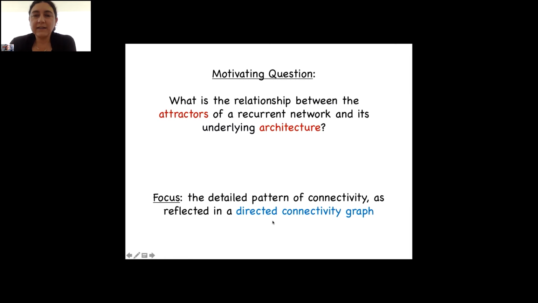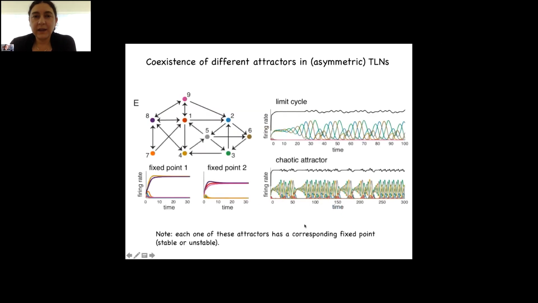And to what extent does the detailed pattern of connectivity of the network drive the different interesting patterns of neural dynamics that we can see? And so we are going to really focus on the structure of the network as encoded in a directed connectivity graph. And to do this, first of all, let me show you an example of what I mean by these other kinds of attractors.